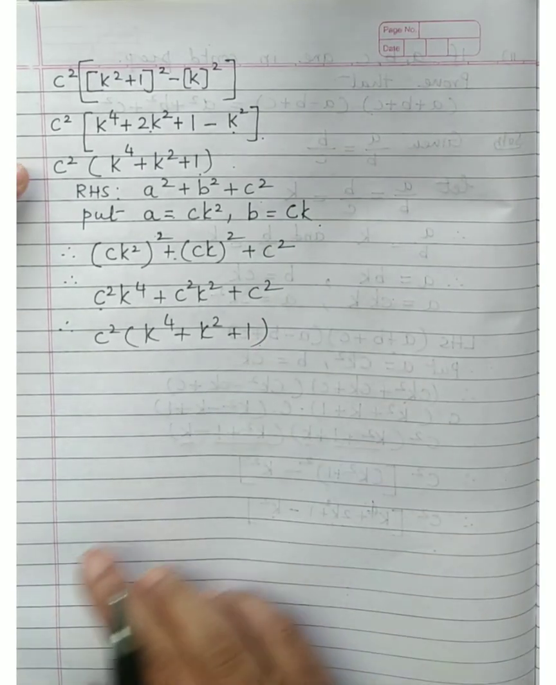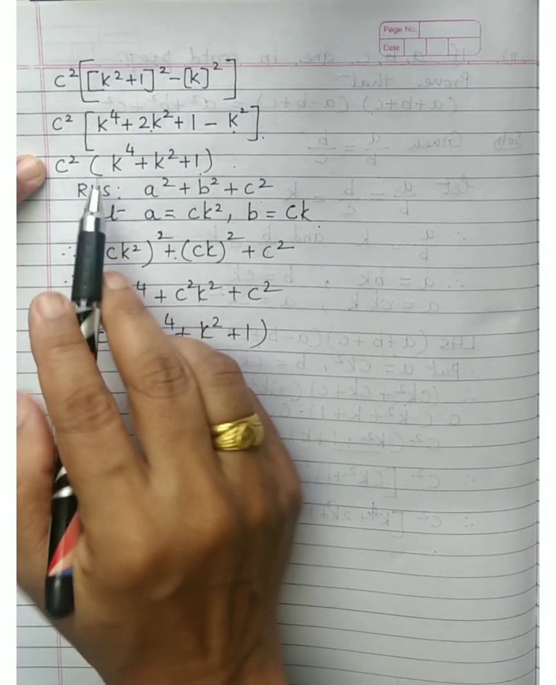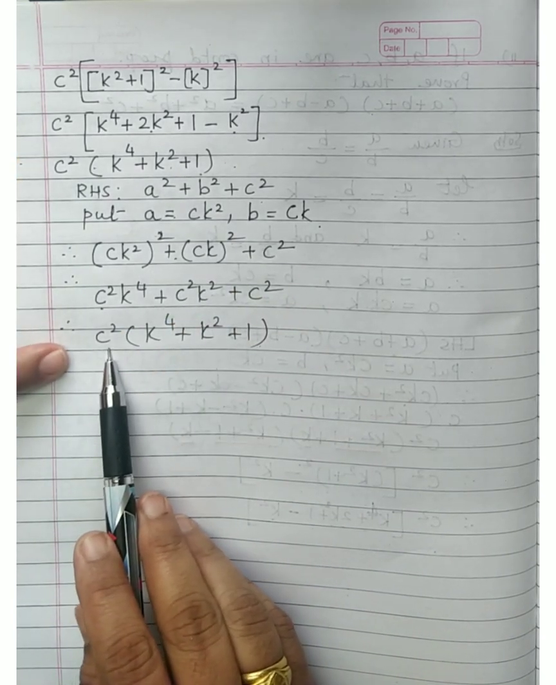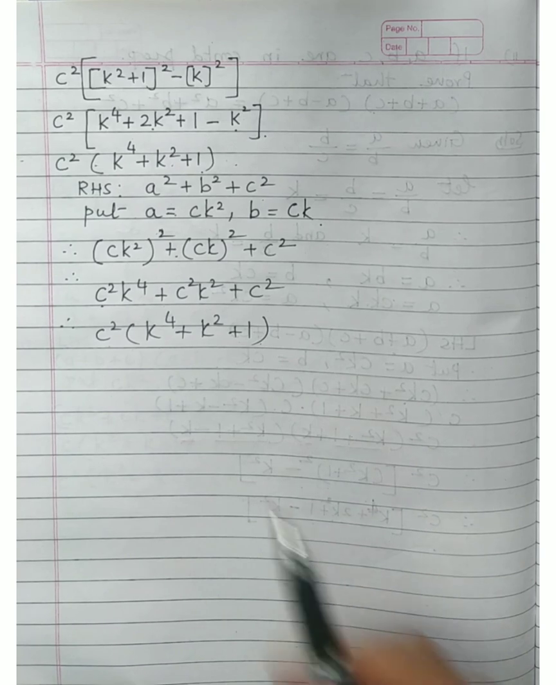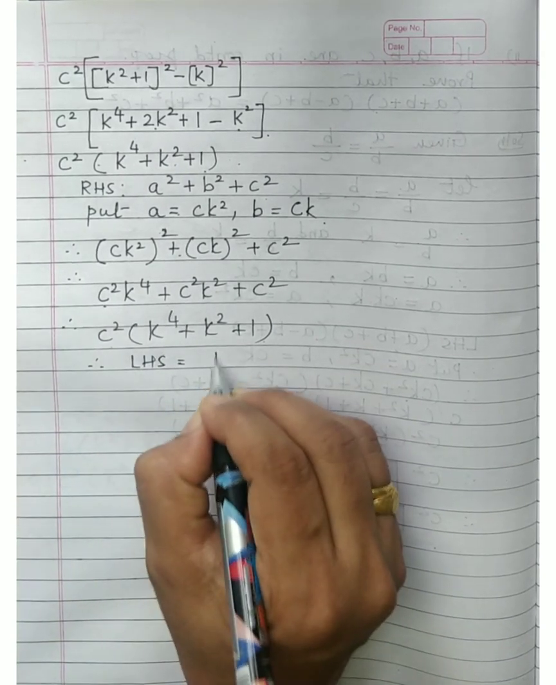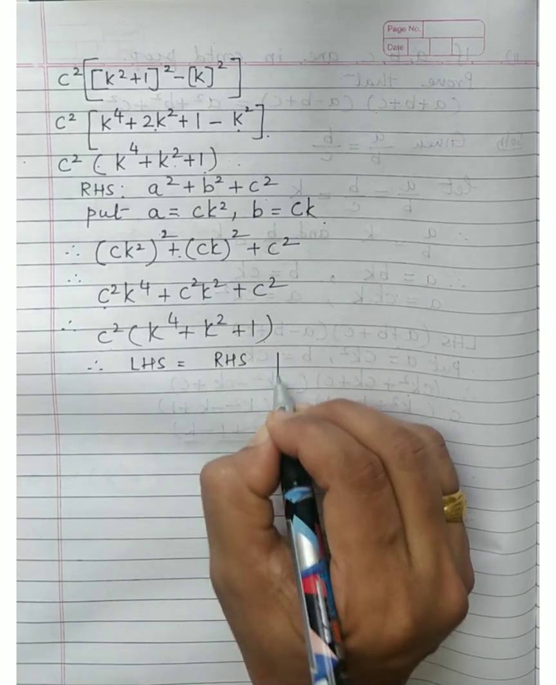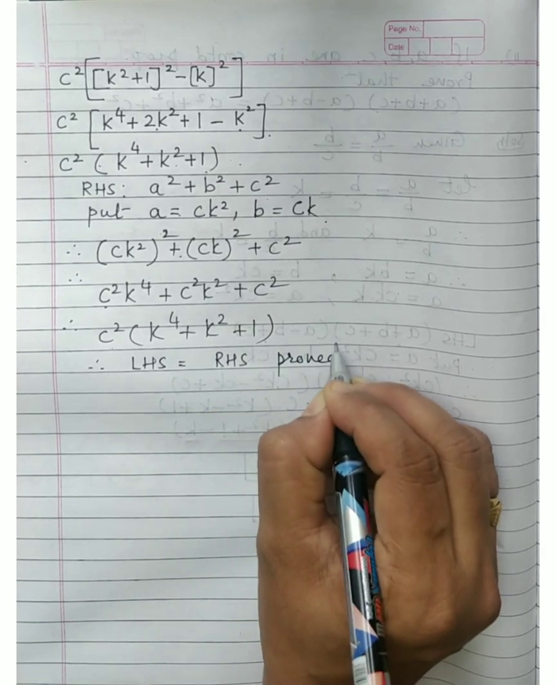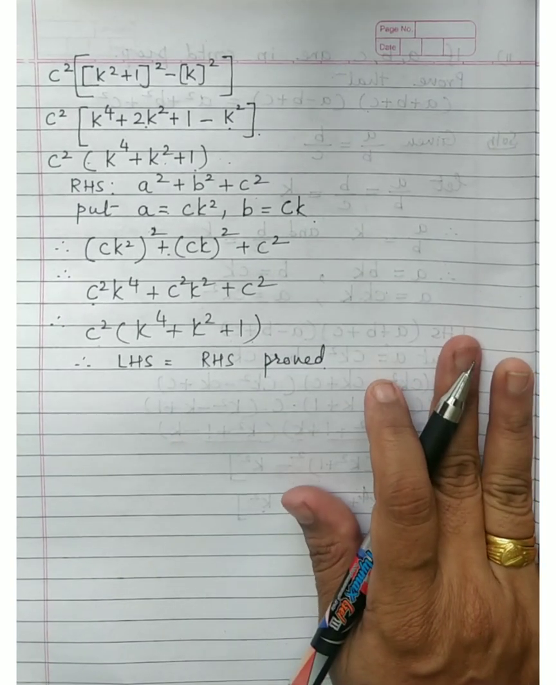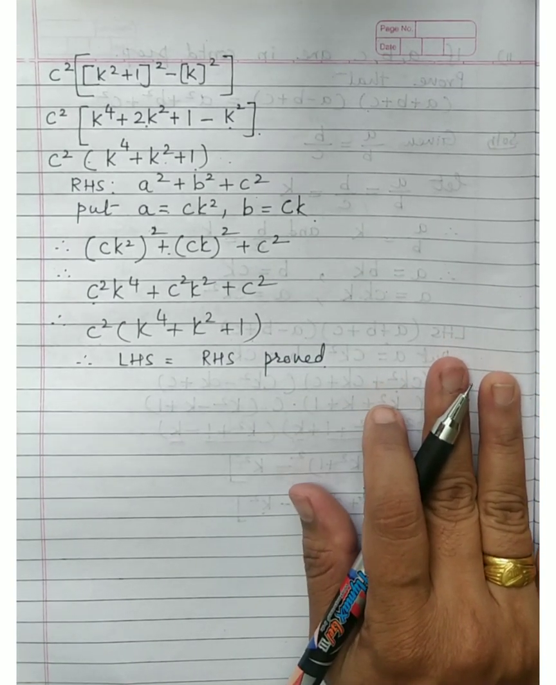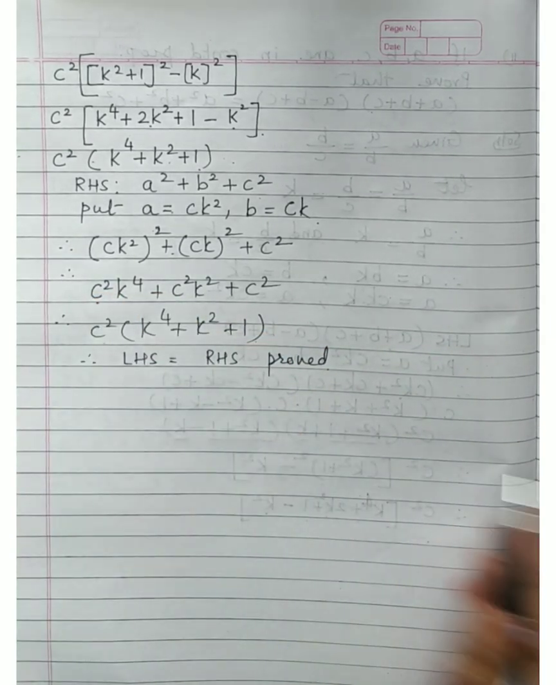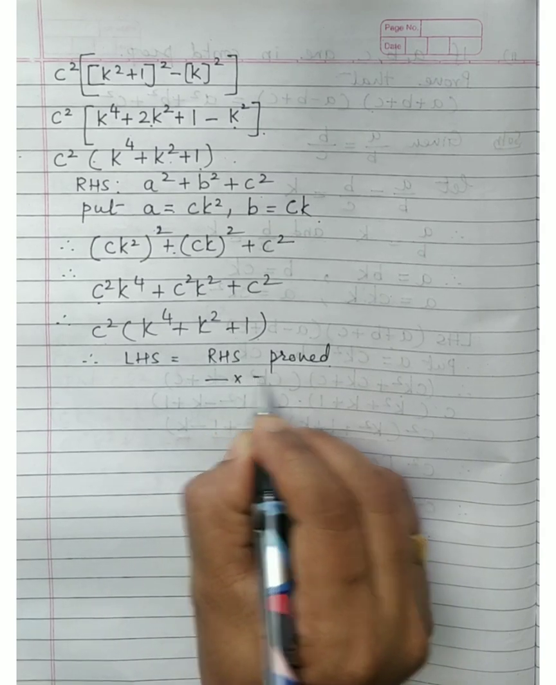Now see, look at what was the left hand side, c square k raised to 4 plus k square plus 1. This is also c square k raised to 4 plus k square plus 1. So what have you shown? LHS is equal to RHS, that is proved. What method was it, children? K method. I have given you two methods. Either you can use the property b square is equal to ac, and if you feel that that is going to make your thing complicated, you can also use the k method there.